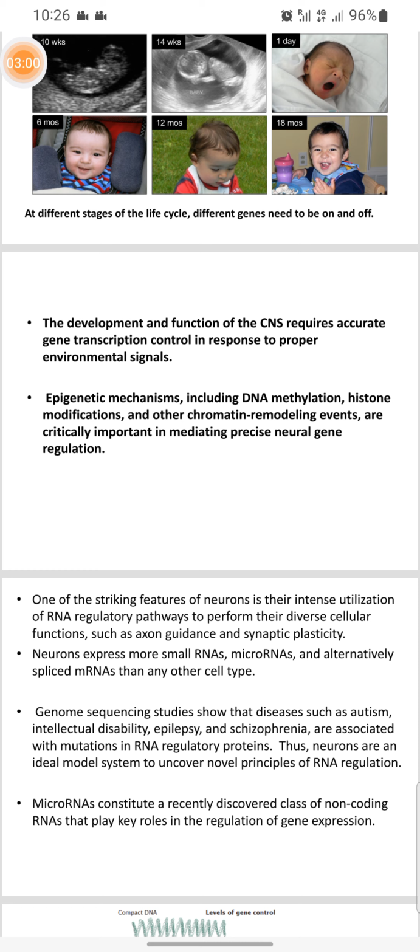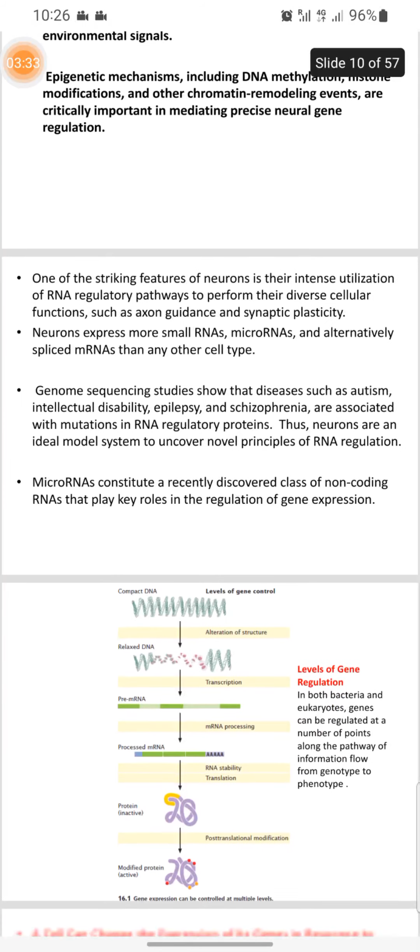Epigenetic mechanisms include DNA methylation, histone modification, and other chromatin remodeling events, which are critically important in mediating precise neural gene regulation. So in epigenetics there is a mechanism of DNA methylation and histone modification. Histone is the protein, and chromatin remodeling, that is the part of the chromosome. These mediate, and genes may be regulated.